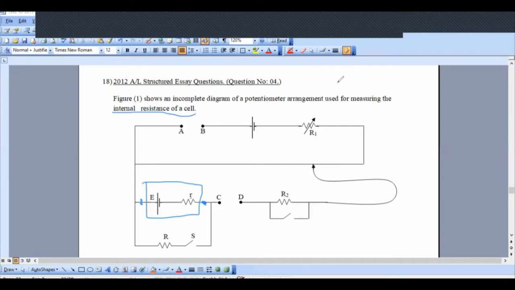Okay, dear? So it is said that an incomplete diagram is given. See, an incomplete diagram is given. So it means we have to complete the diagram. So what are the missing things as you have observed here? Tell me one missing component in the circuit here. Lamai, can you tell me a missing component here?